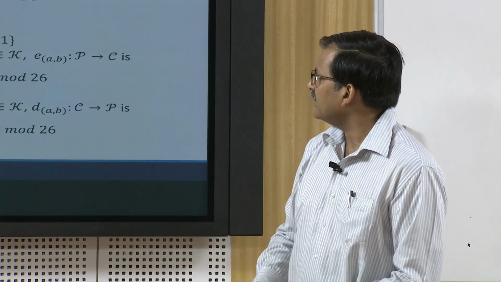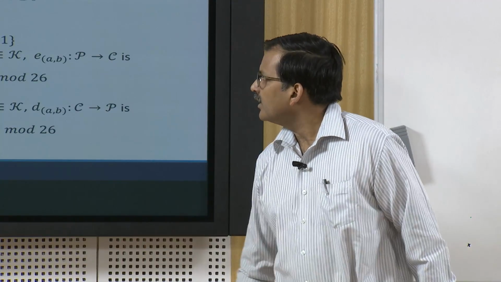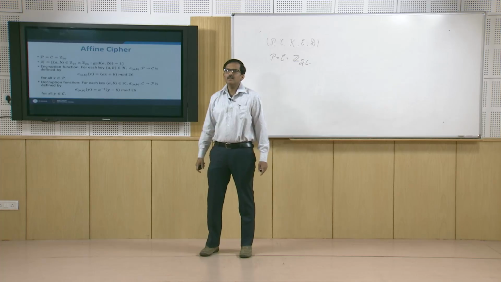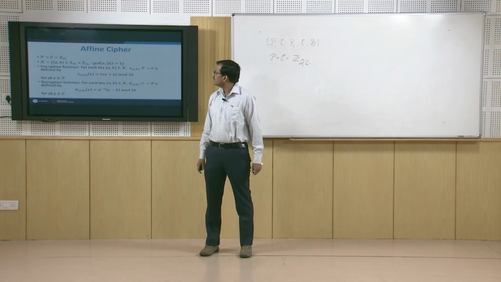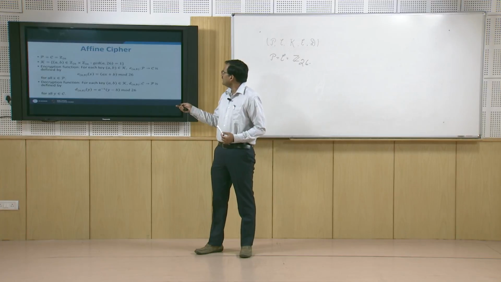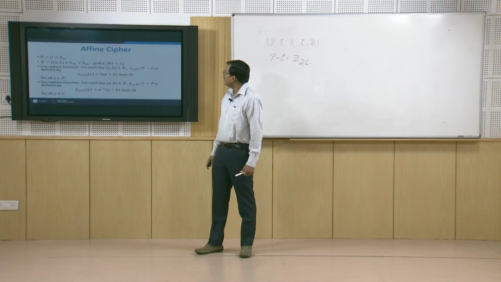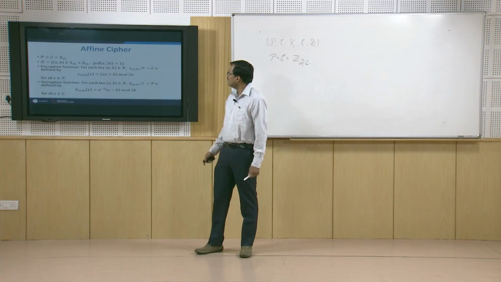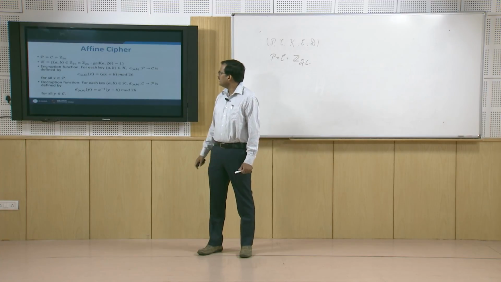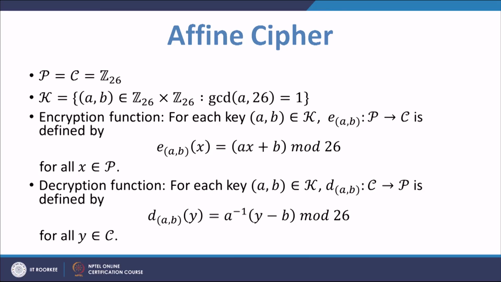For the encryption function, we use the key A comma B, that is in the key space, and E sub A comma B is defined as a function from P to C by E sub A B of x is (A x plus B) mod 26. We will look at an example very soon.